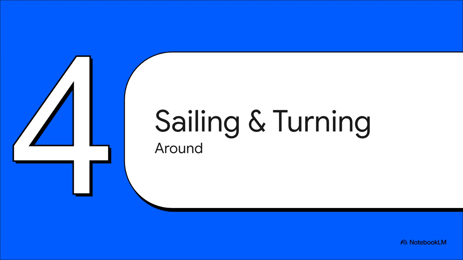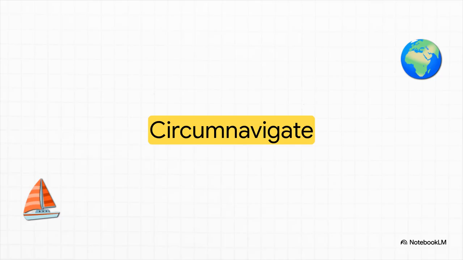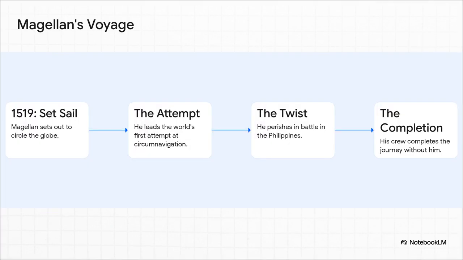Let's broaden our view now. We're going to zoom out, way out. We're moving from walking around a single spot to grander movements on a global, even a cosmic scale. We're talking sailing and turning around. Now for a word you've almost definitely heard. Circumnavigate. So, to circumnavigate is to sail all the way around something, usually the entire world.